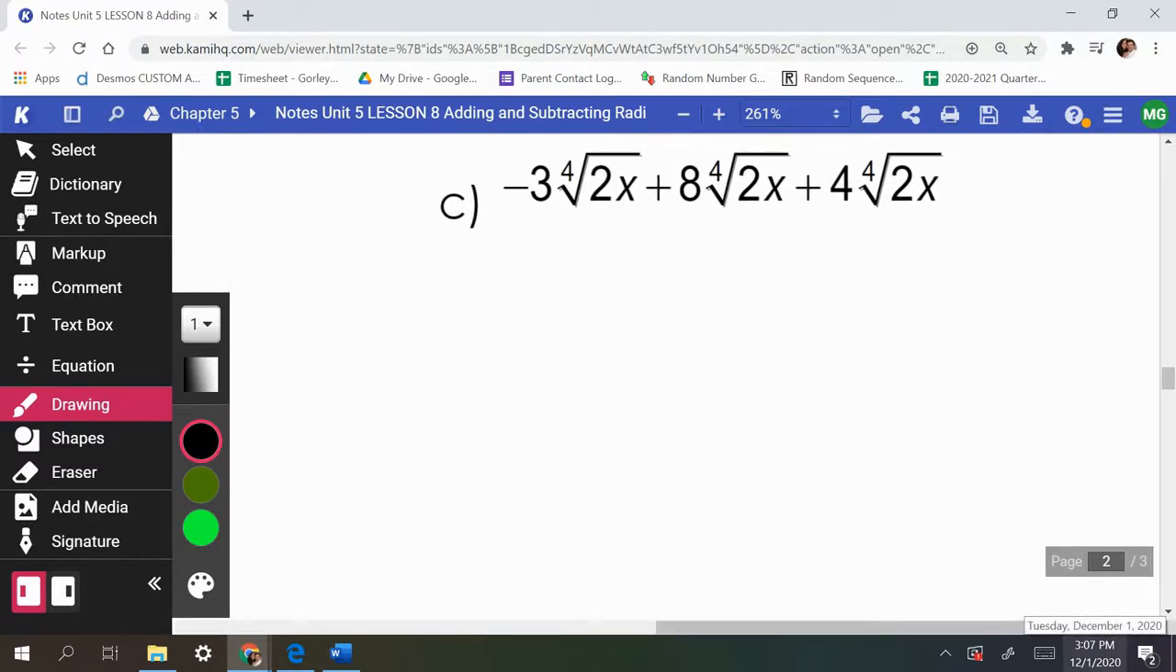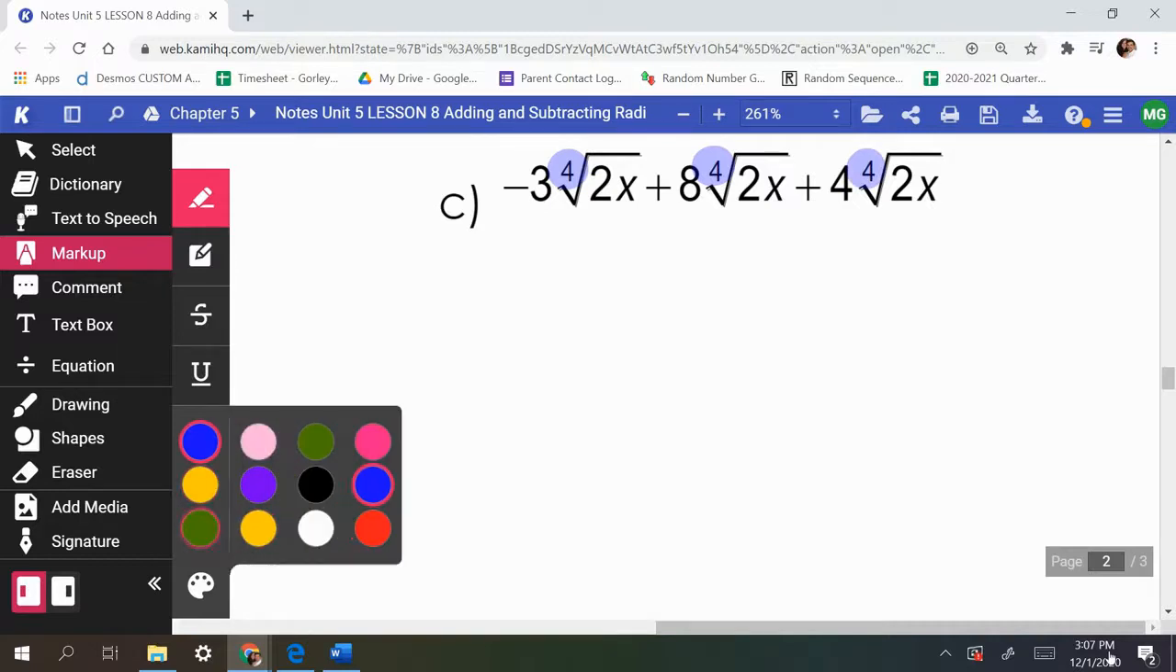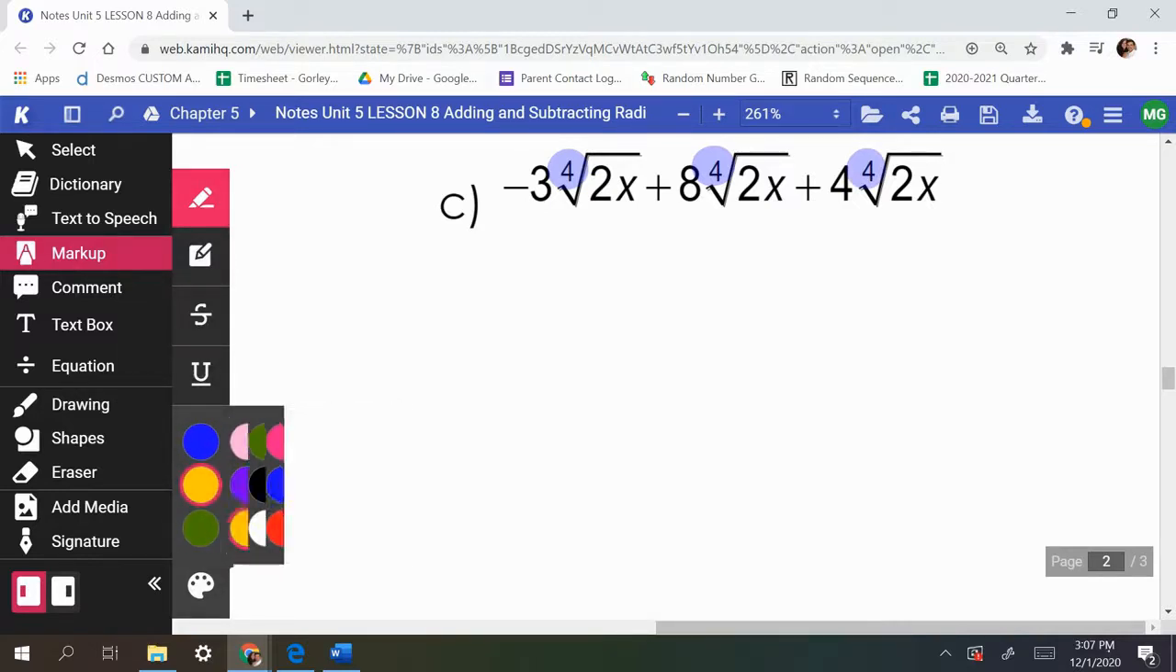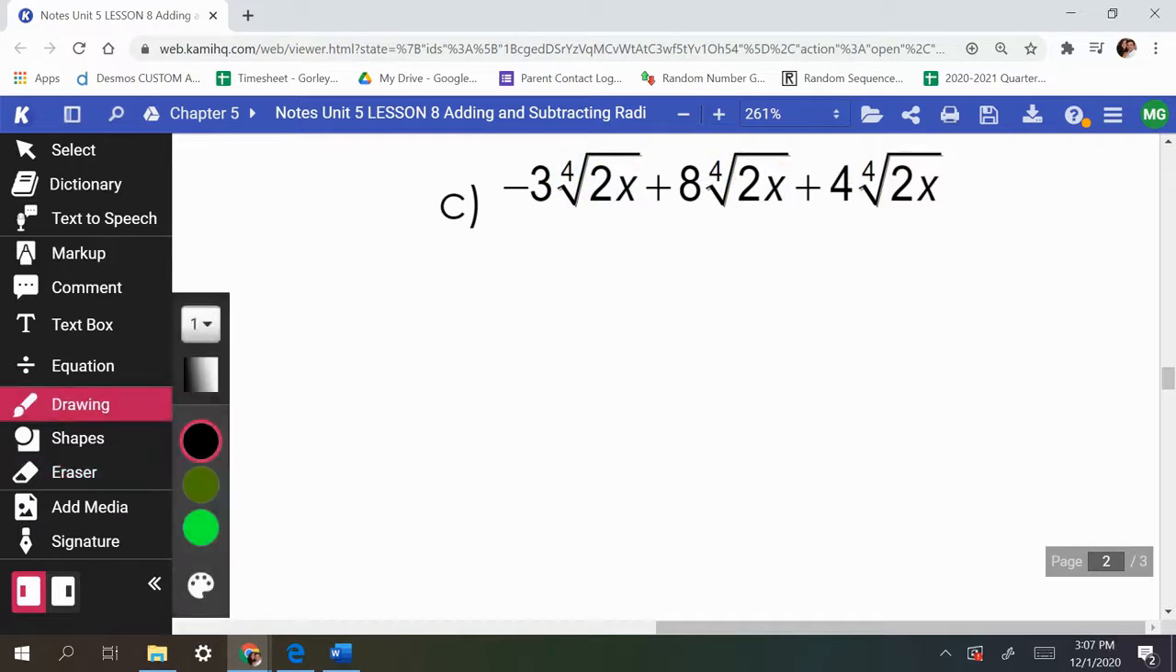Do we have like radicals in part C? Is the index the same? Well, they're all 4th roots. What about the radicand? Is that the same? They're all 2x. So they are like radicals. All 3 terms are going to be like radicals. So how many 4th roots of 2x am I going to have? I've got -3 plus 8. So that's 5. And then if I add on 4 more, that would be 9 of those 4th roots of 2x.